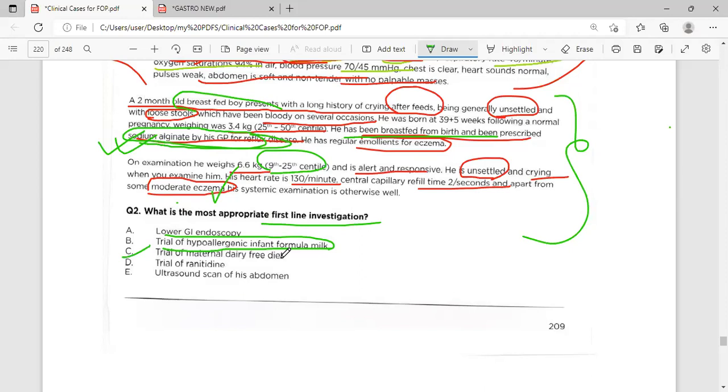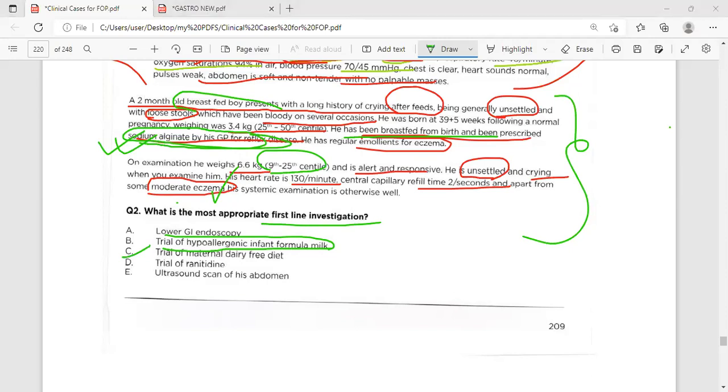If he was on infant formula, then instead of the normal infant formula, we will introduce the extensively hydrolyzed amino acid formula. But if he is breastfeeding and he is okay with that, the only problem we are finding is the cow's milk protein, then we'll try to eradicate the source of cow's milk protein. We'll not try to introduce infant formula.